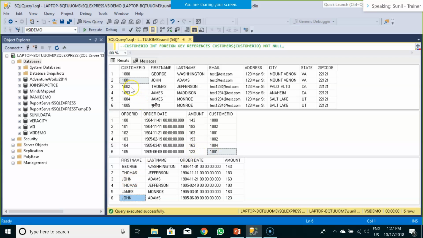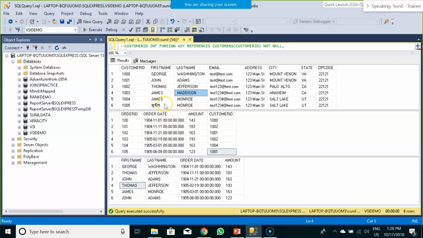Two matches are found. Now coming to Thomas, record number 1002. Does Thomas have an order? Yes, he has. Thomas Jefferson has two orders in the order table. So there are two matches over there. Coming to record number 1003. Does it have an order in the order table? Can you see 1003 anywhere? No. So it didn't show up in the inner join because there is no match.